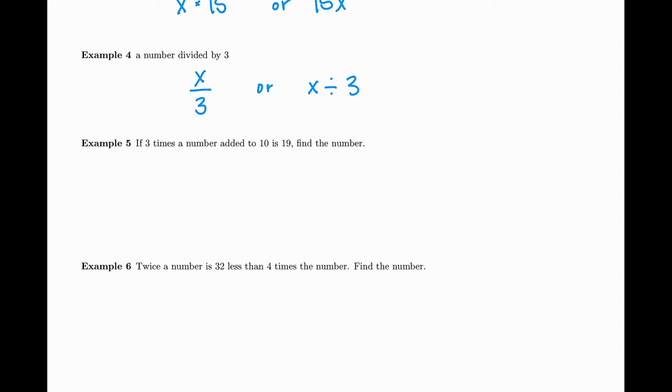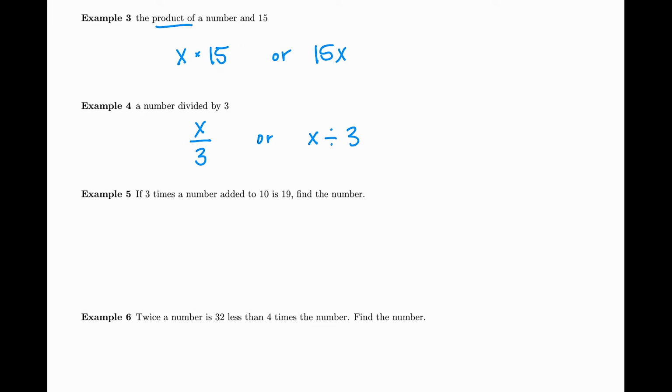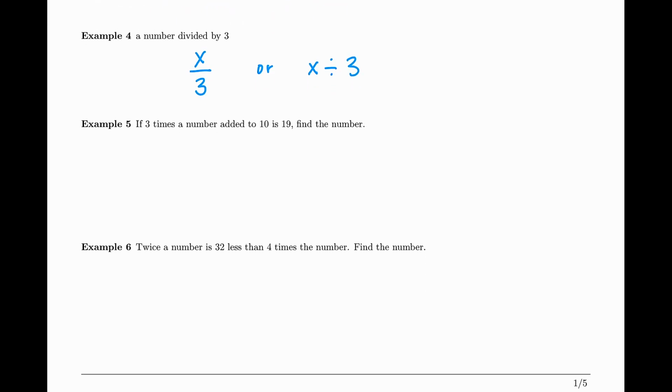Let's look at example 5. This one is a little bit more complicated. It is going to be a full equation, and then we will find the number x. So let's translate it first, then we'll solve. If 3 times a number added to 10 is 19, find the number. If 3 times a number, well, that's like what we just did in example 3, a product, 3 times a number. So here is our 3 times a number is added to 10. So we started with 10 and added 3x to it. It says "is" 19. "Is" is your clue for an equal sign.